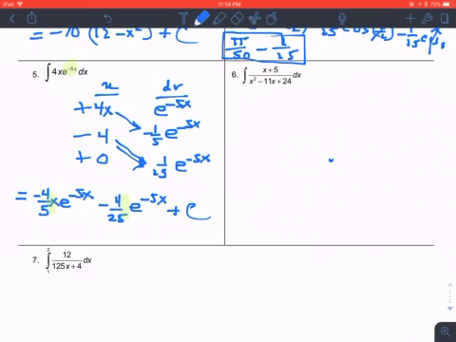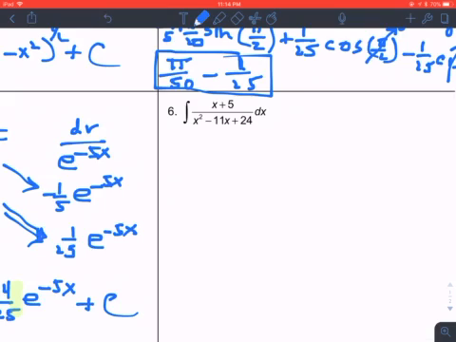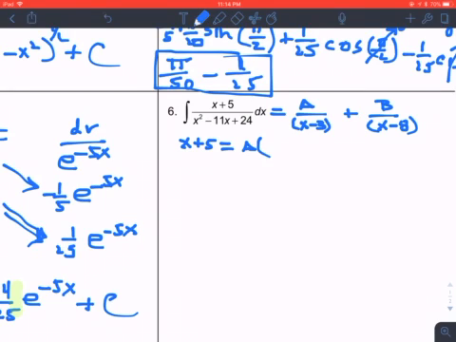All right, so it's not a natural log, because if I pick the bottom as u, the derivative is not up top. So I want to next look at whether I can factor that denominator. And in fact, I can factor it. So it's going to be some number a over, and this is x minus 3, x minus 8. So I'm going to do a over x minus 3 plus b over x minus 8. Okay, so I'm going to set this up. So I'm going to get x plus 5 is equal to a times x minus 8 plus some number b times x minus 3.